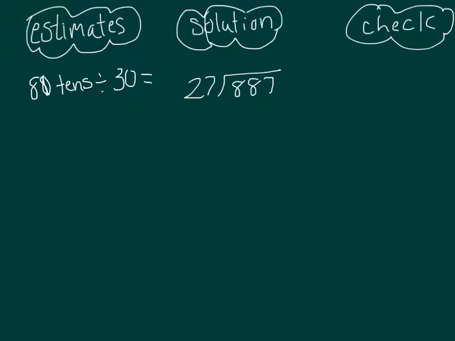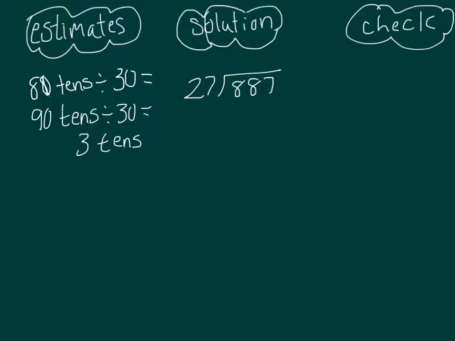Wait a minute, let's back up here. We've got 80 tens, but we also have 8 tens. So altogether, that's 88 tens. Let's change our estimate and round it up to 90 tens divided by 30. Because we know that that's going to be 3 tens.